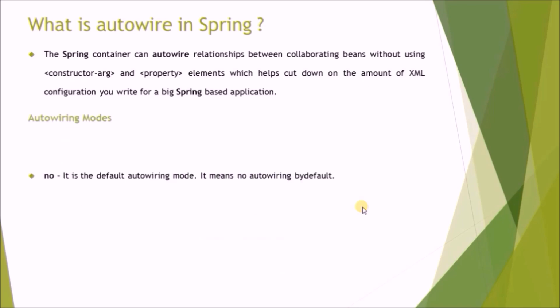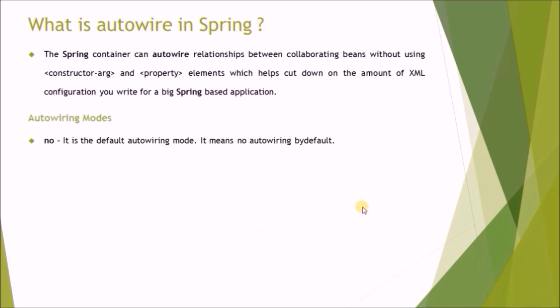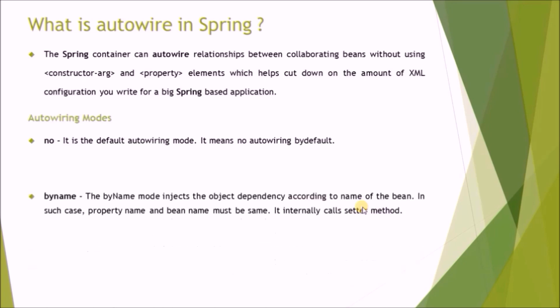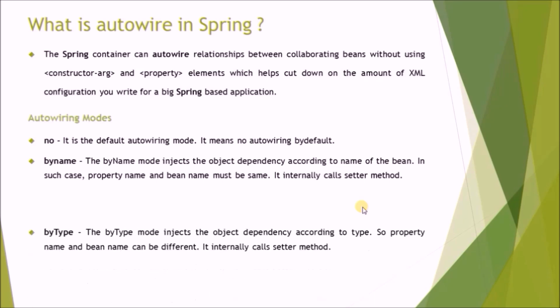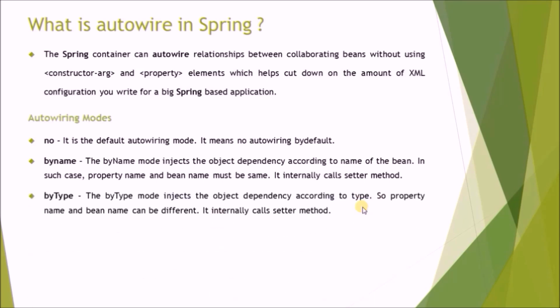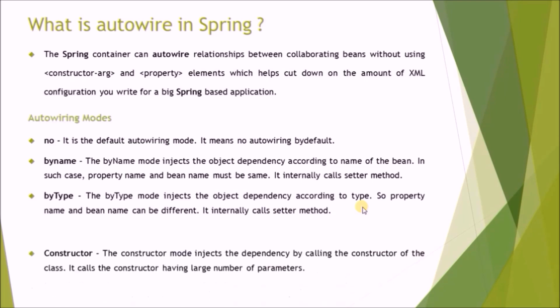Auto-wiring modes. No, it is the default auto-wiring mode. It means no auto-wiring by default. By name: the byName mode injects the object dependency according to the name of the bean. In such case, property name and bean name must be same. It internally calls setter method. By type: the byType mode injects the object dependency according to type, so property name and bean name can be different. It internally calls setter method.